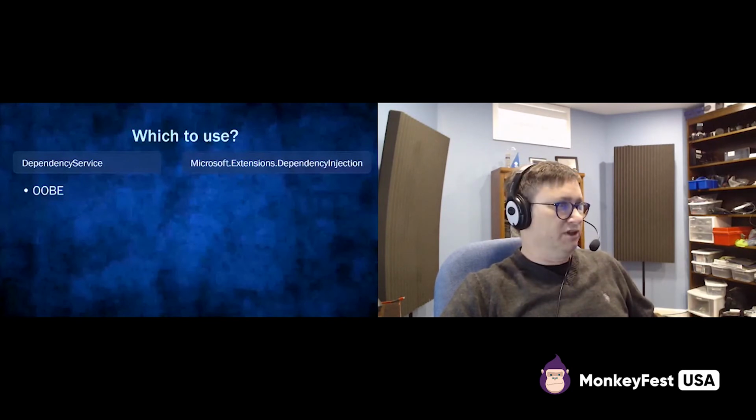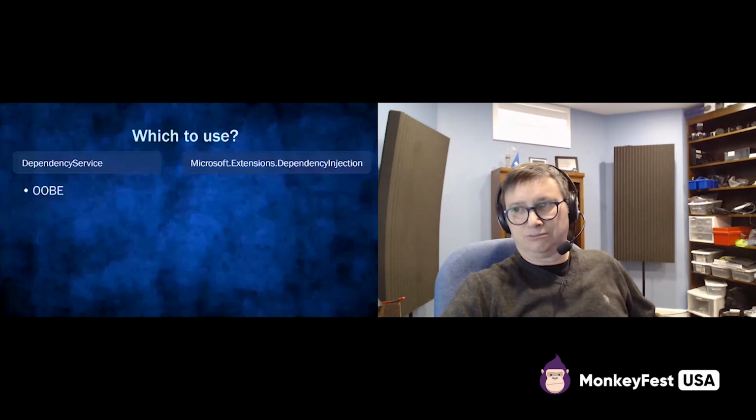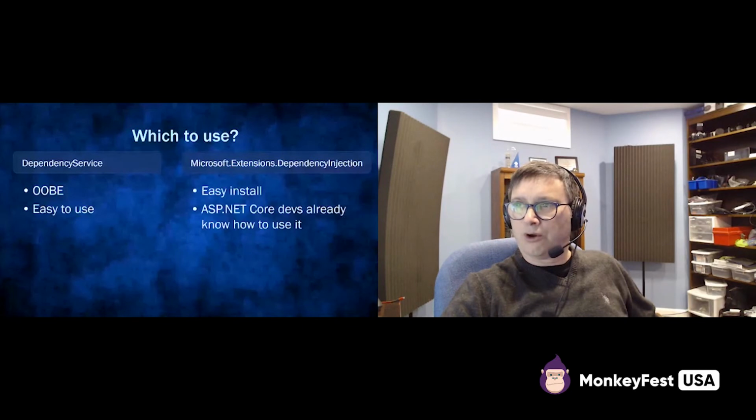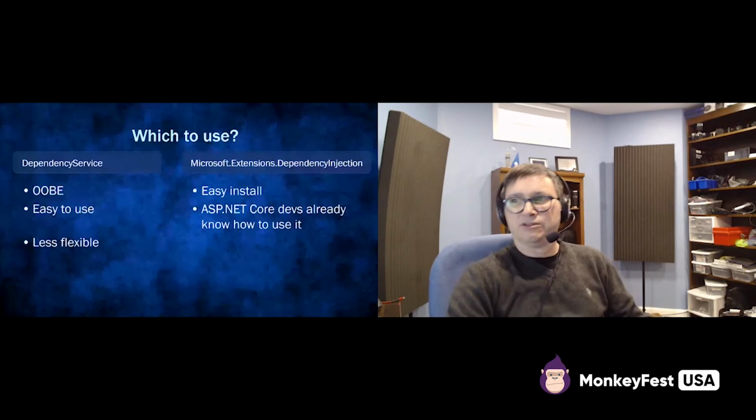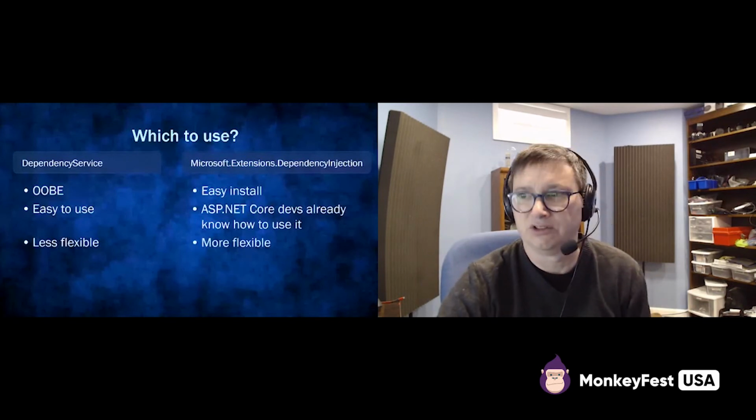You saw it's literally a NuGet package. Dependency Service is easy to use. Yeah, it wasn't much harder with dependency injection. And if you're doing anything in ASP.NET Core, if you're doing anything in Blazor, you're already using this. This is something very familiar to you. Dependency Service is a little less flexible. Dependency injection through the Microsoft extension is very flexible.